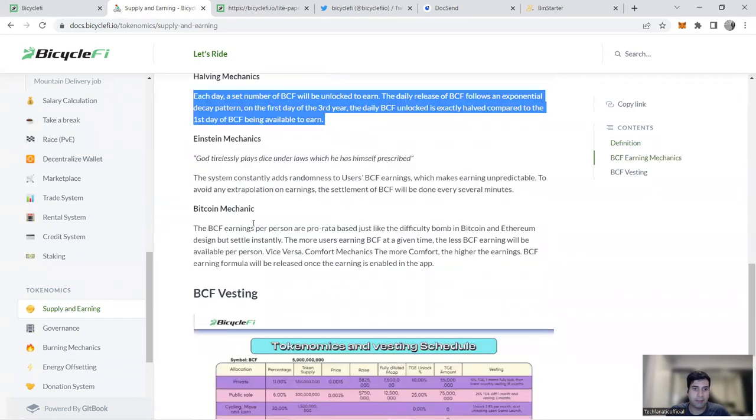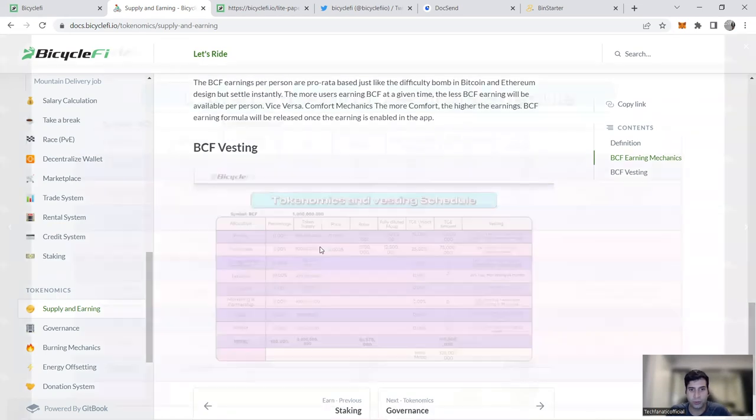And they have the Bitcoin mechanic as well as they call it Einstein mechanics. So they have burning basically and make it more difficult also to earn.